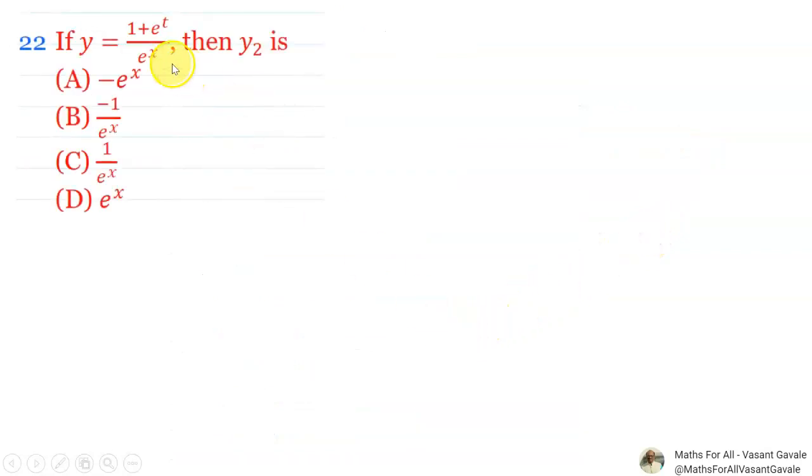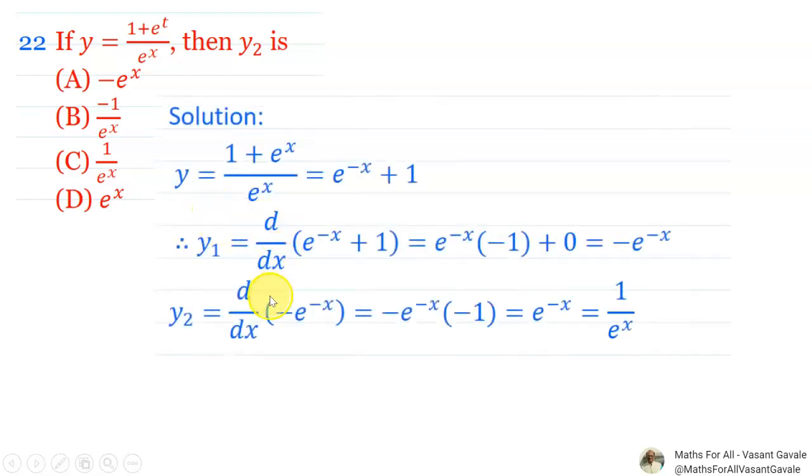Next example, y is equals to 1 plus e raised to t upon e raised to x. Then find y2. Okay. Now here e raised to x is needed, there was a small printing mistake, I will change it here. Therefore, you will get y is equals to 1 plus e raised to x upon e raised to x. Again 1 upon e raised to x means e raised to minus x, e raised to x upon e raised to x, this is how we split it up. Then you will get e raised to minus x, e raised to x upon e raised to x is 1.